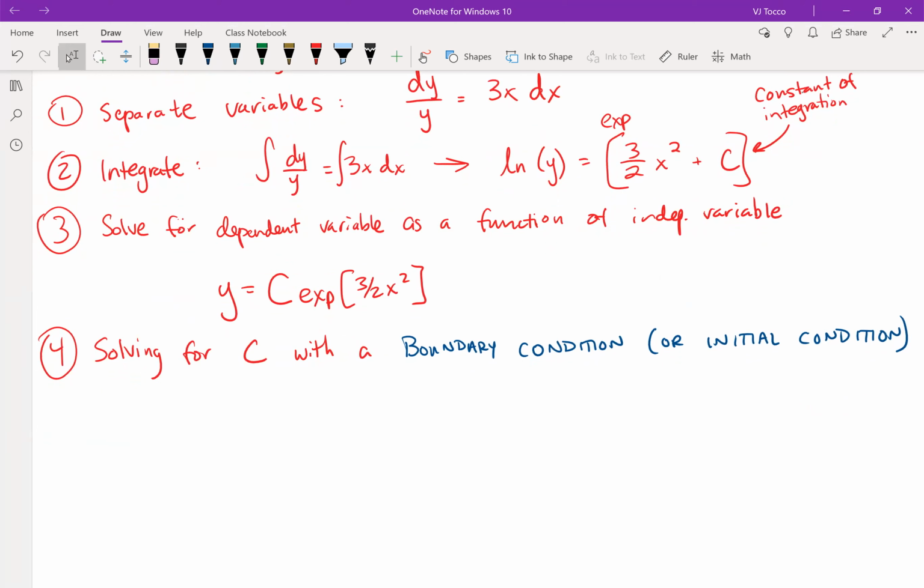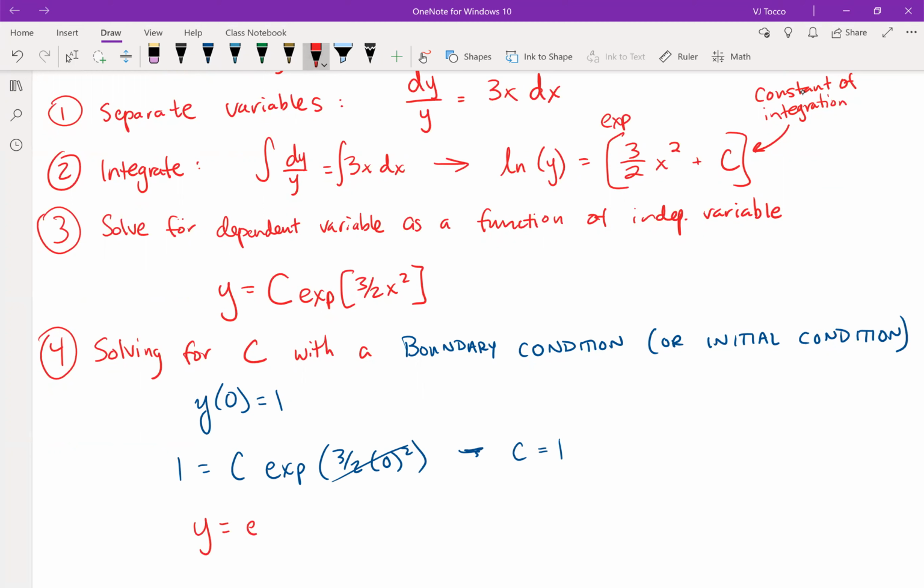So let's actually do that. Let's say that y of 0 is equal to 1, then I would plug in all known information to this equation. So when x is 0, y is equal to 1. 1 is equal to c times exponent of 3/2 times 0 squared. 0 squared is, of course, 0, and that negates this entire thing. Exponent of 0 is 1. Therefore, the constant of integration is equal to 1, and my final form would then be y is equal to exponent, where the 1 is out front and implied, 3/2 x squared.